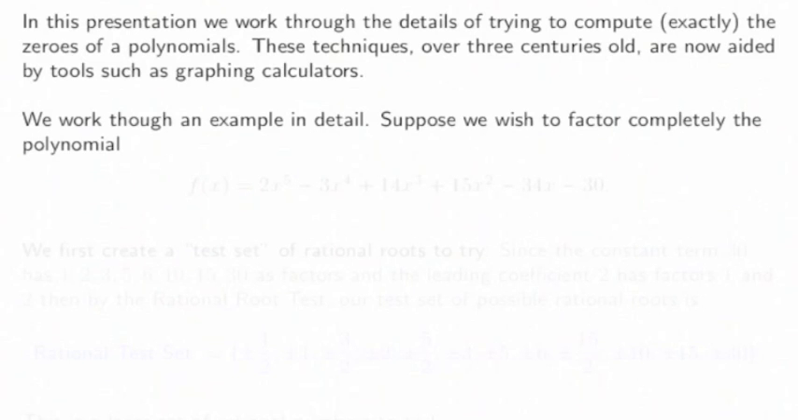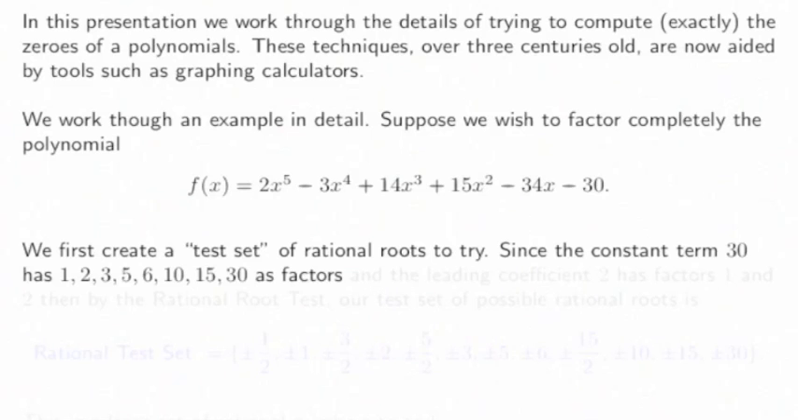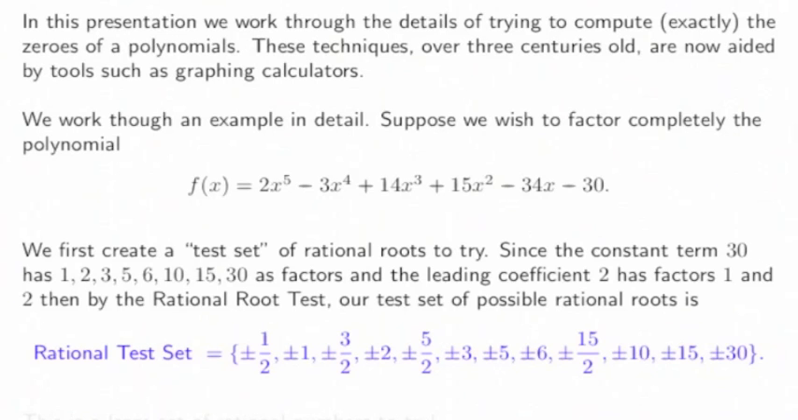Suppose we wish to factor completely this fifth degree polynomial. We might first create a test set of rational roots to try. Here the constant term is minus 30, which has factors 1, 2, 3, 5, 6, 10, 15, and 30, quite a list. And the leading coefficient is 2. That has factors 1 and 2, and so those are possible denominators for our rational roots. So by the rational root test, here's our list of possible rational numbers to try. All of these numbers have numerators dividing 30 and denominators dividing 2.